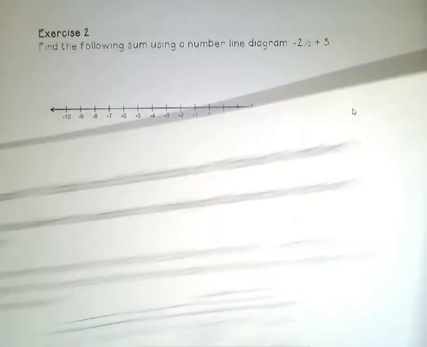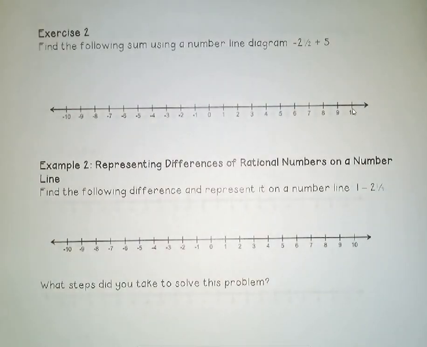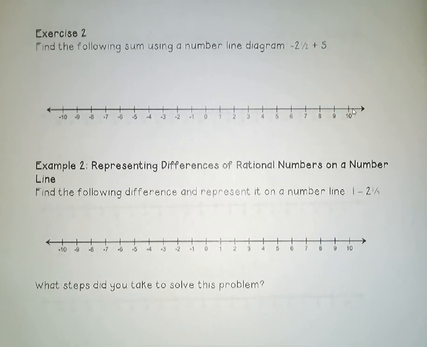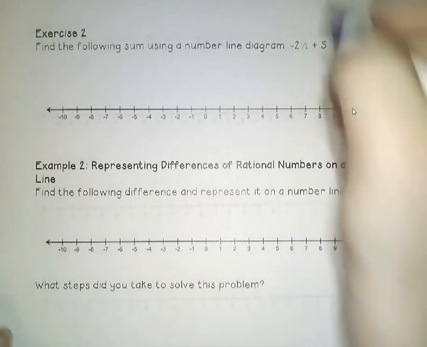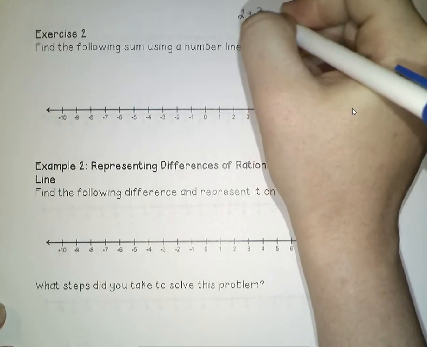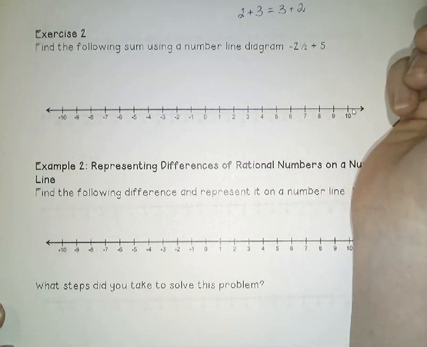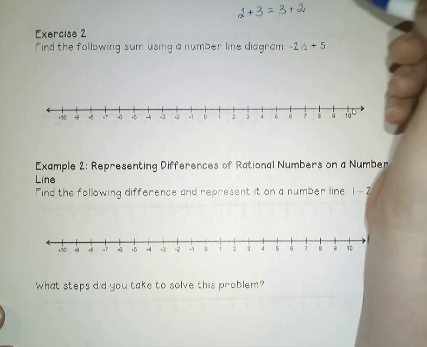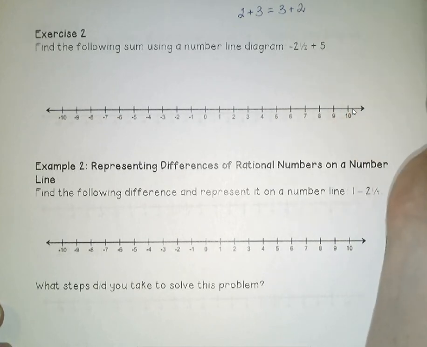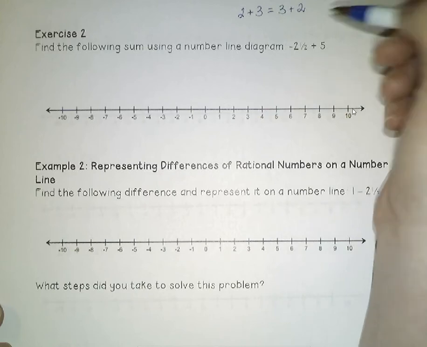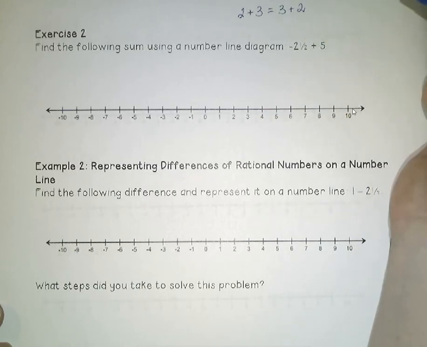All right, moving on. Exercise 2. Find the following sum using a number line diagram. -2.5 plus 5. We know that the sum is not going to change if we change the addends around, right? So if I did, let's say, 2 plus 3, it's the same thing as 3 plus 2, isn't it? We know it from the first grade. However, one of the numbers is negative. It's not going to affect our sum. I can change these numbers around and my sum is still going to be the same.